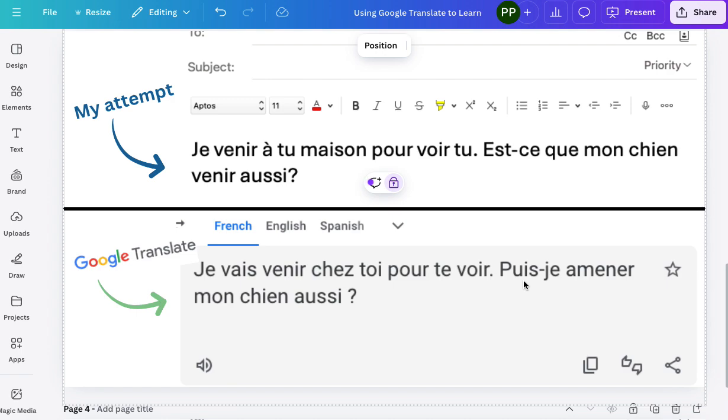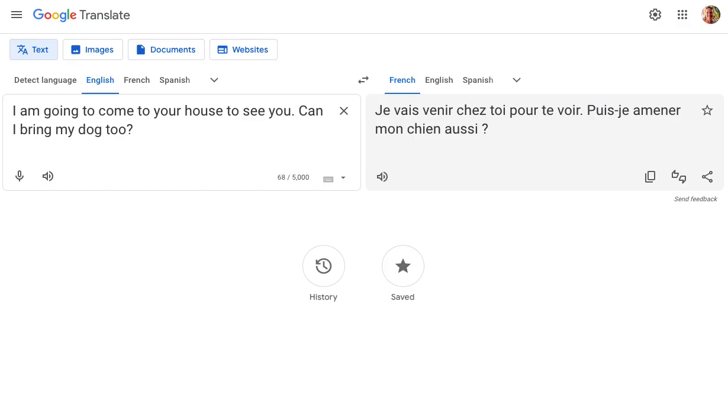Now my next and last step is to go to Google Translate and listen to the pronunciation of these sentences once I've tried them myself. So, je vais venir chez toi pour te voir. Puis-je amener mon chien aussi? Maybe I said, je vais venir chez toi. Let's hear what it's supposed to sound like. Je vais venir chez toi pour te voir. Puis-je amener mon chien aussi?